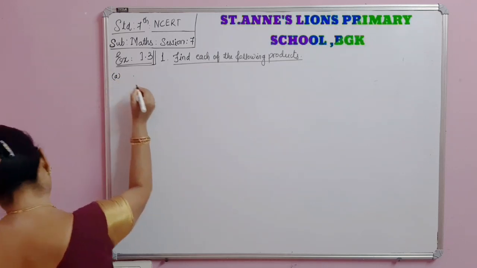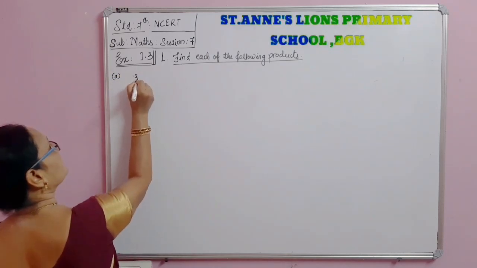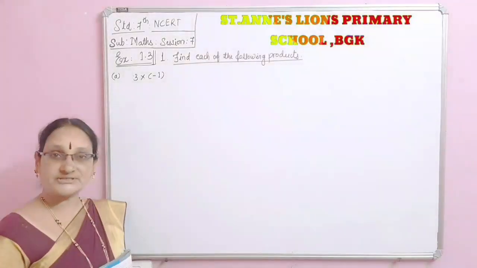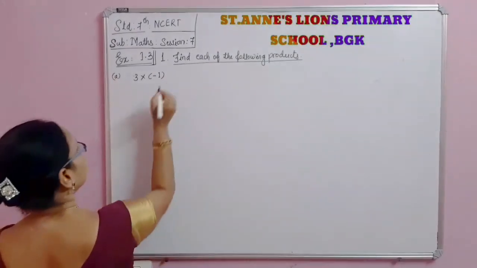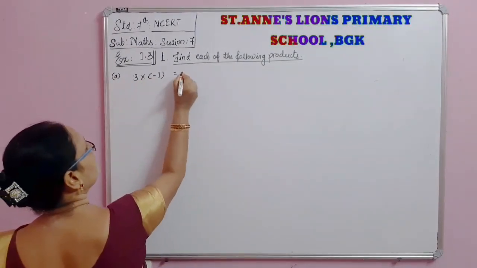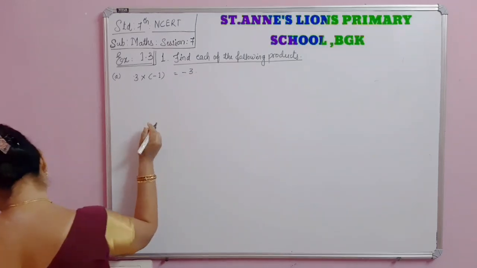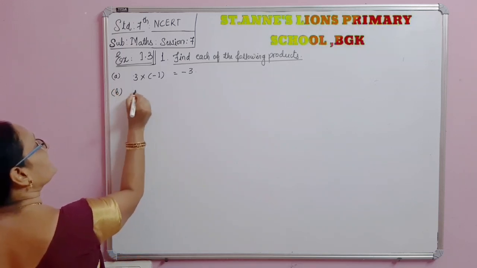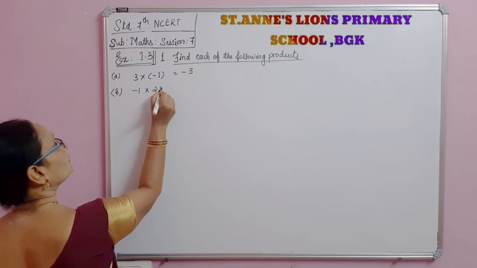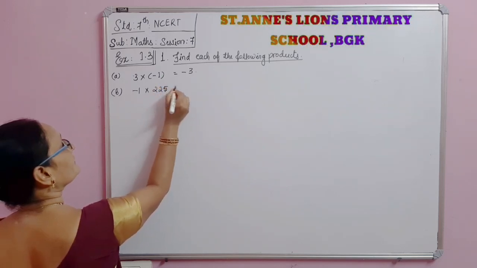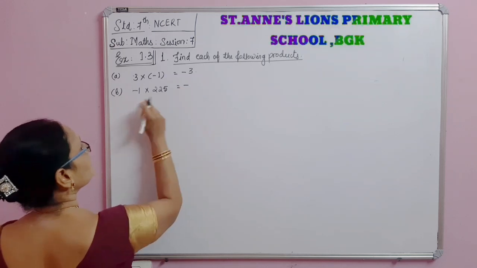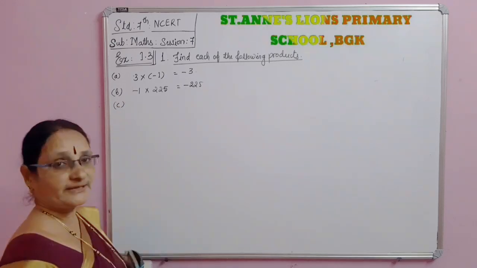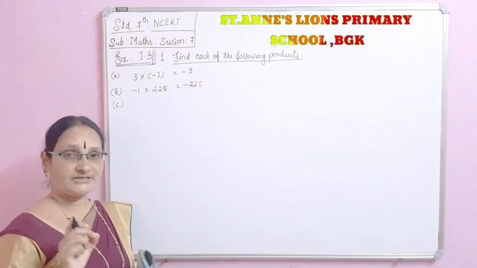First one, A: 3 into minus 1. Here we are multiplying integers of different signs. So what is it here? Plus into minus is minus; 3 ones are 3. Next, second one, B: minus 1 into 225. Minus into plus is minus, 1 into 225 is 225. Here the important thing is the multiplication of signs.